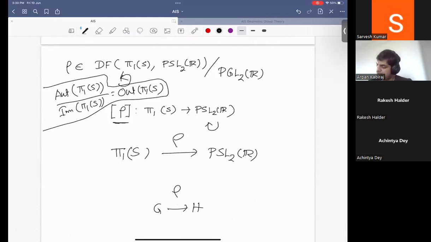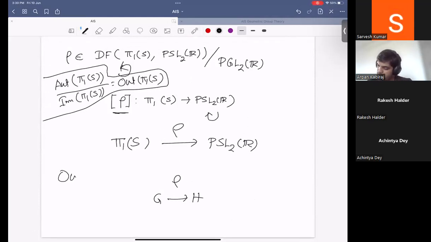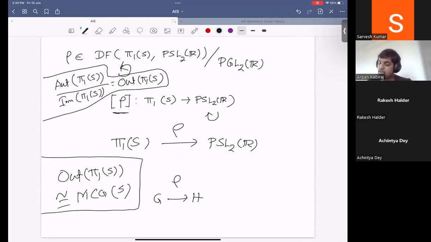So let me write this down. The outer automorphism group of the fundamental group of S is isomorphic to the mapping class group. Okay. A big warning here in this discussion: nowhere have I assumed S to be anything different than closed. So I'm not talking about boundaries. I'm not talking about punctures. I haven't even defined what Teichmüller space is for surfaces with boundary or surfaces with punctures. I'm not going to go in that direction.